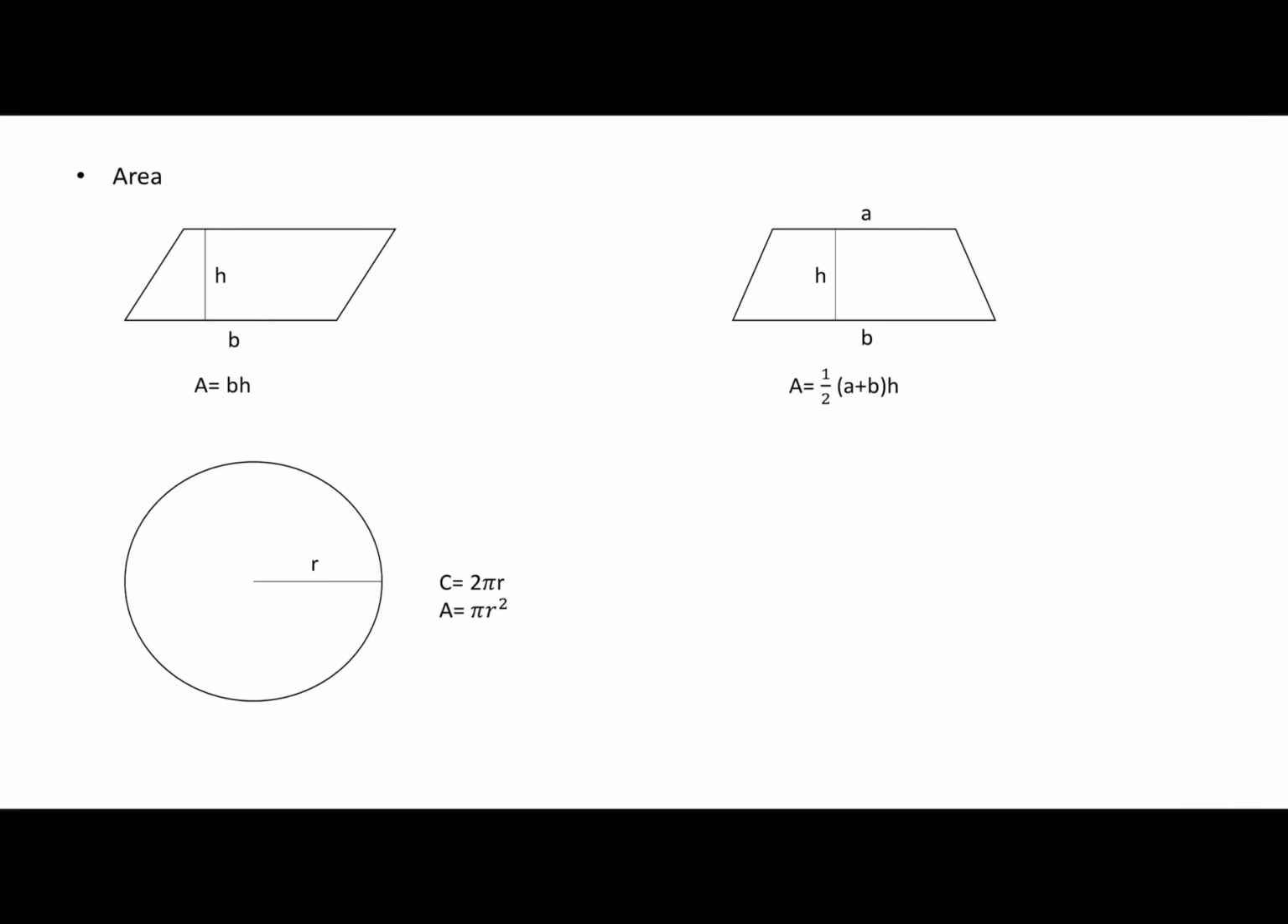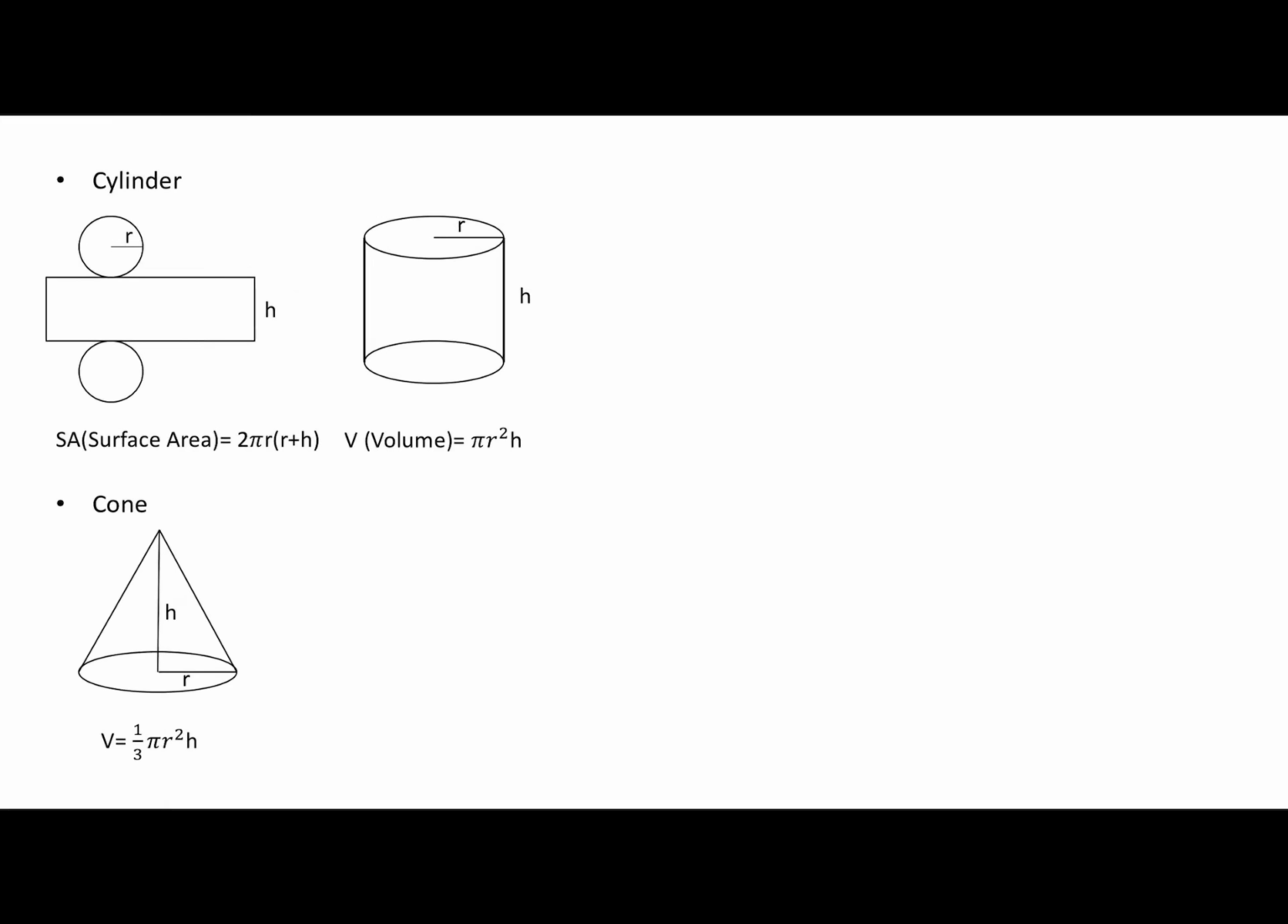Additionally, you have to know that the circumference of a circle is 2 pi r. A circumference is just the perimeter of a circle. So for the cylinder, you have to know how to get the surface area and the volume. For surface area, you have 2 circles and 1 rectangle.